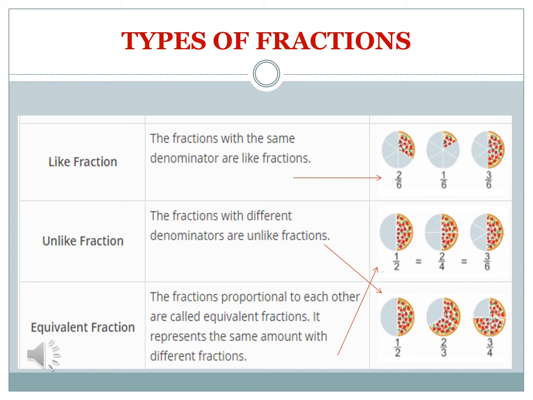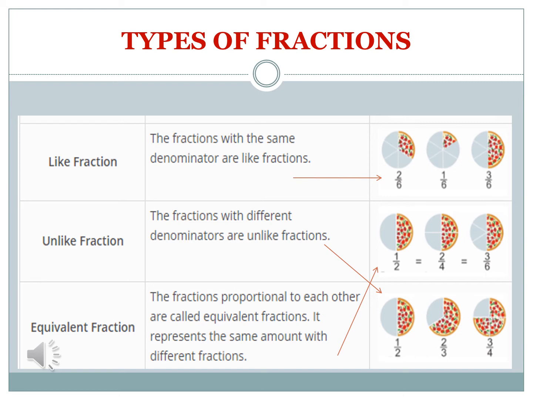Like if I talk about 5 kg, that is 5 by 10. If I talk about 50 kg, it is 50 by 100. So different fractions with the same amount. For example, 1 by 2 is equal to 2 by 4, and 2 by 4 is equal to 3 by 6. All these three fractions are equal to each other.